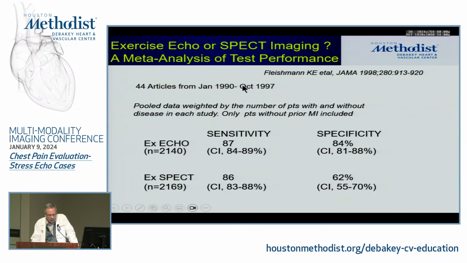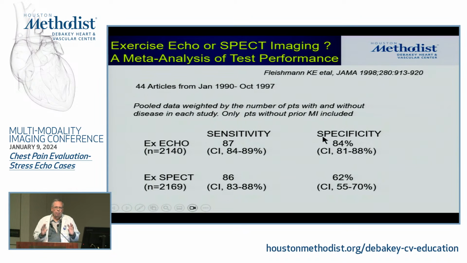In 1990, this was one of the first meta-analyses that came out. Now we're talking more than 3,000 patients. And again, both techniques fare very well in sensitivity and specificity. Specificity of SPECT was less. In this particular analysis, it was significant because of the sample size. And I think over the years, I'm not sure that this is totally correct.